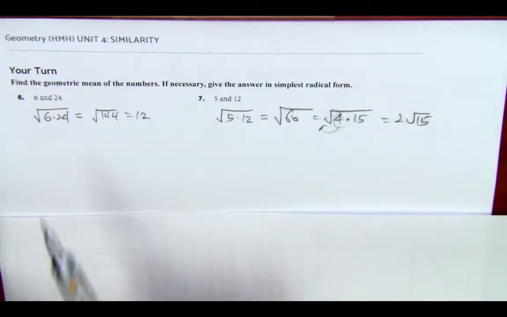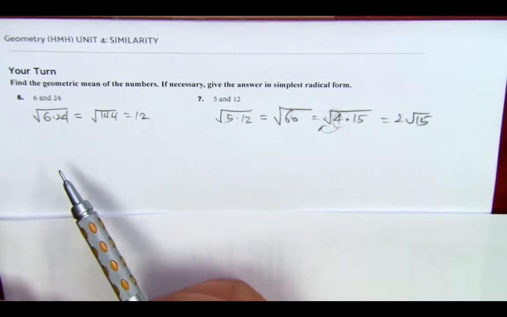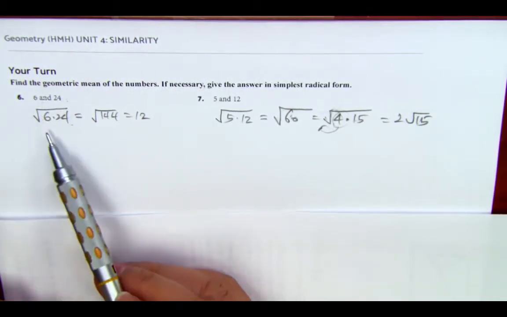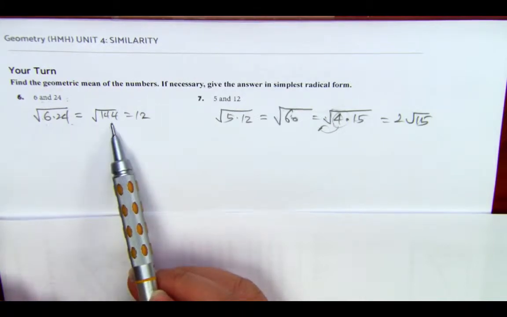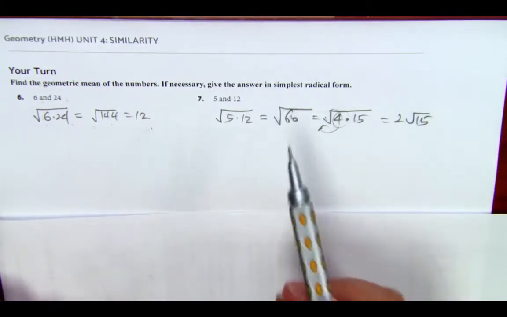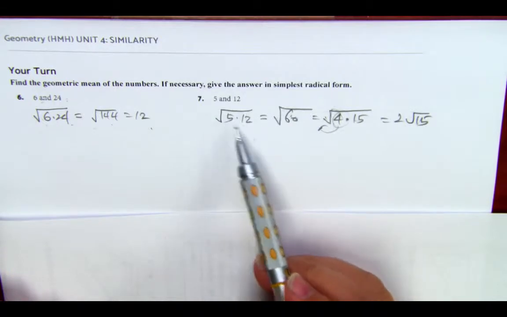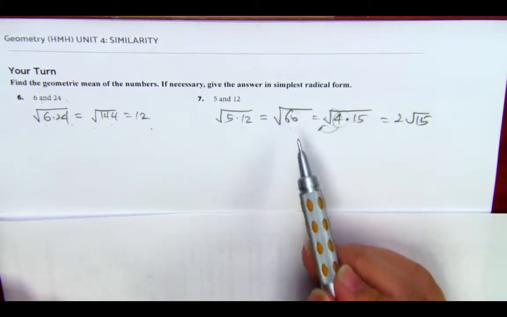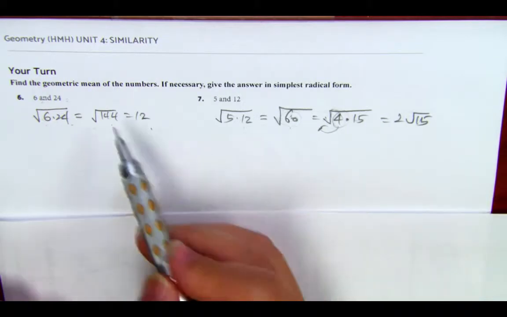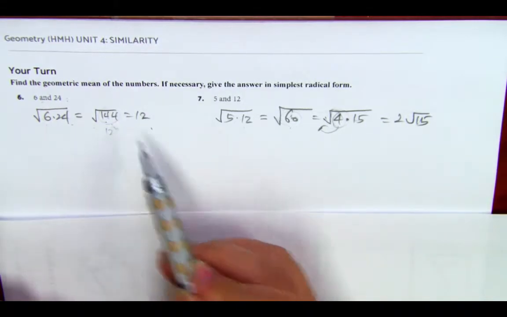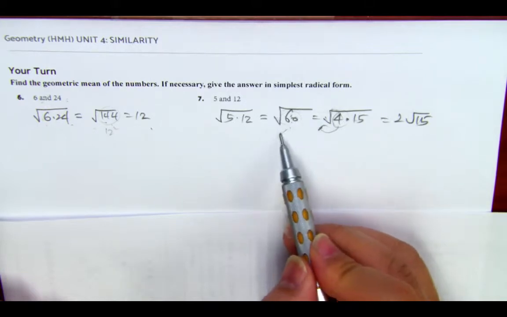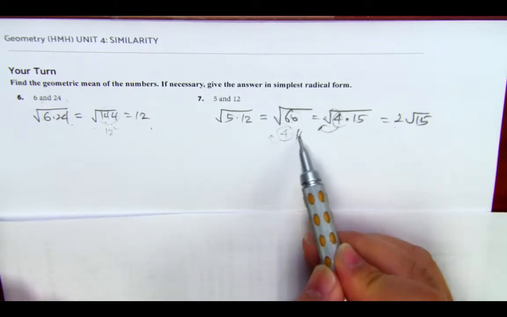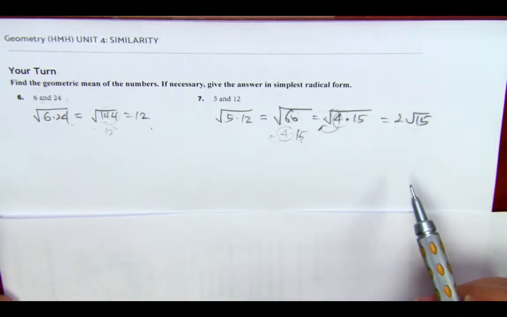Welcome back. For number 6 and 7, we're looking for the geometric mean of the two numbers, which is the square root of the product. And 6 times 24 is 144. Square root of that is 12. In this case, square root of 5 times 12 is 60. And what we want to do is figure out what perfect square divides 60. In this case over here, it was just 12 squared. In this case, it was 4 times 6, and that pops out as a 2. And that's 4 times 15, and 15 stays put.